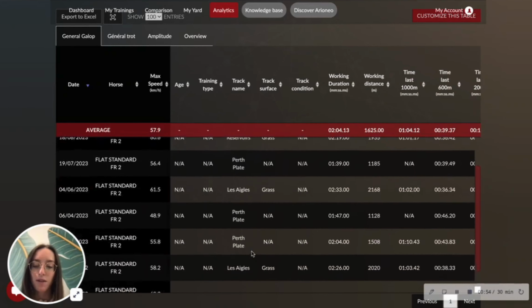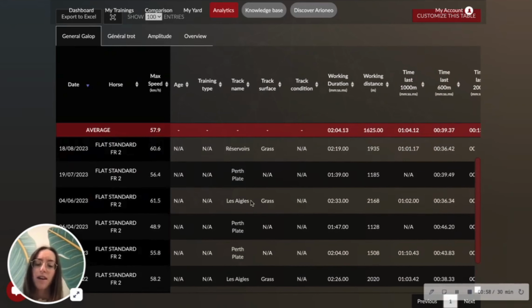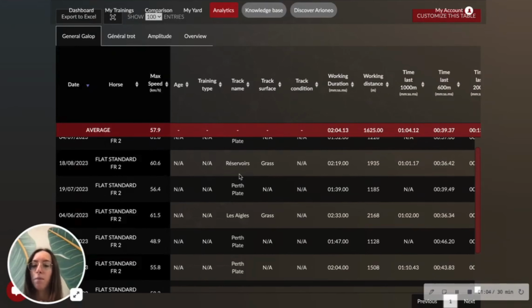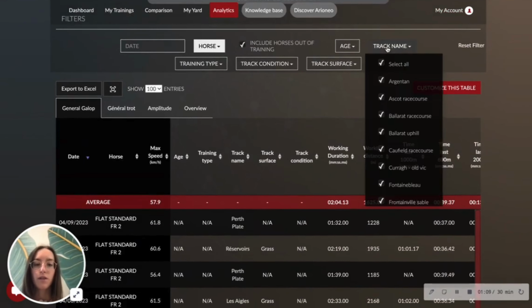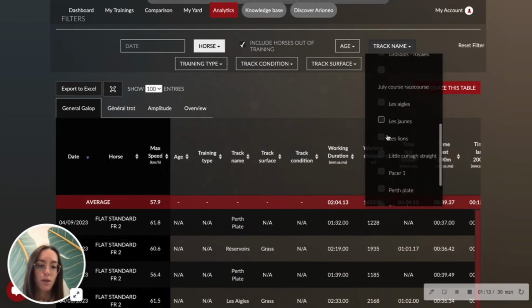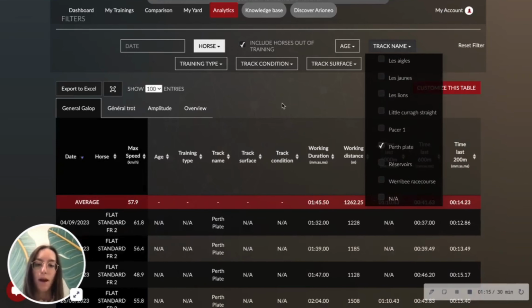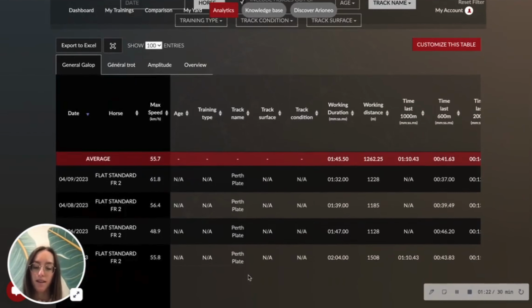Because the other tracks here are grass tracks, and they are flat tracks, while this one goes a bit uphill, it would not really make sense to compare those trainings together. So I will just use another filter, the track name, to only look at this one track. I could also filter by the track surface to only look at the trainings on sand, but here it's pretty much the same. This track is my only sand track anyways.